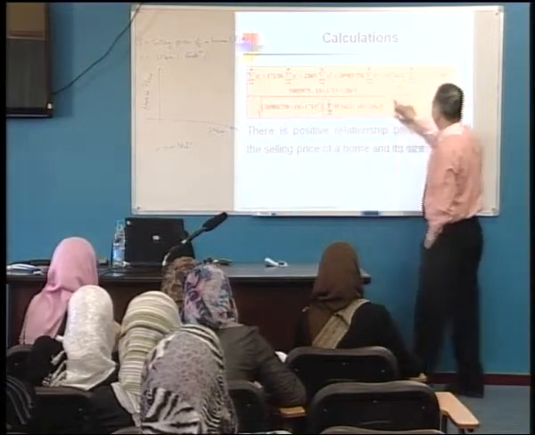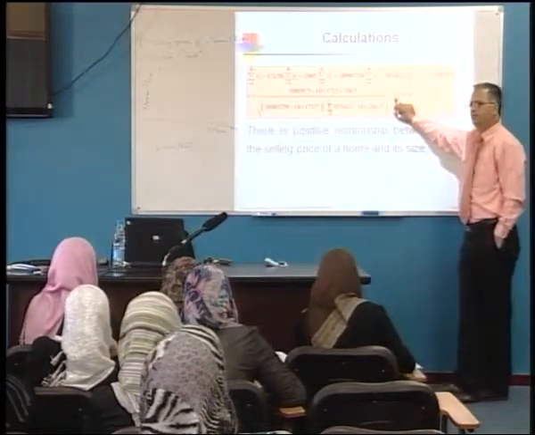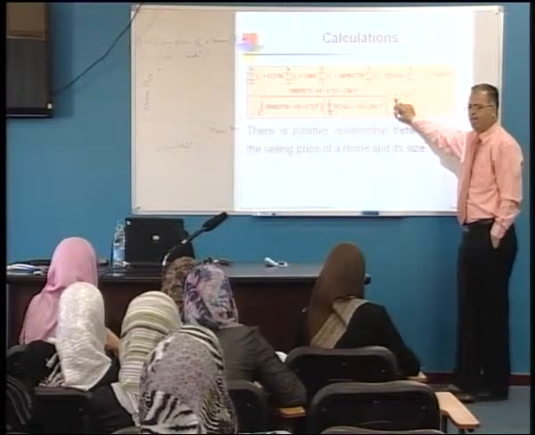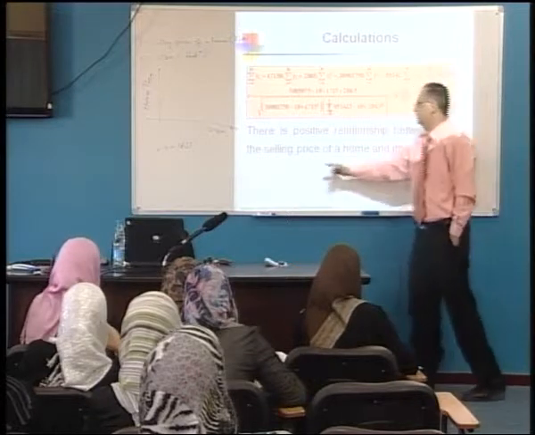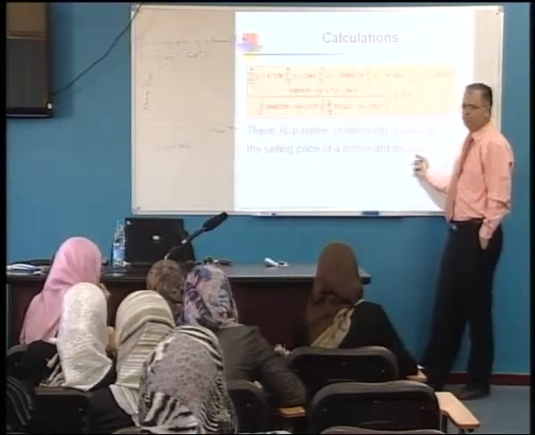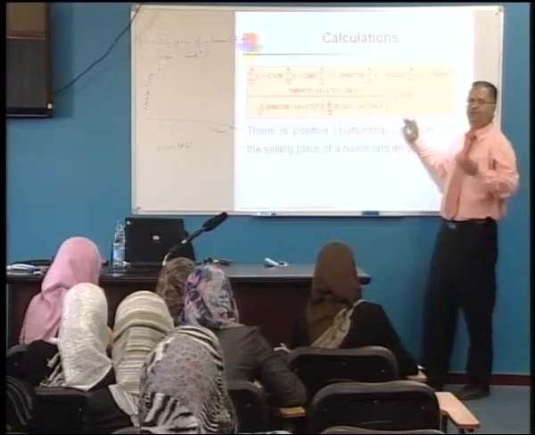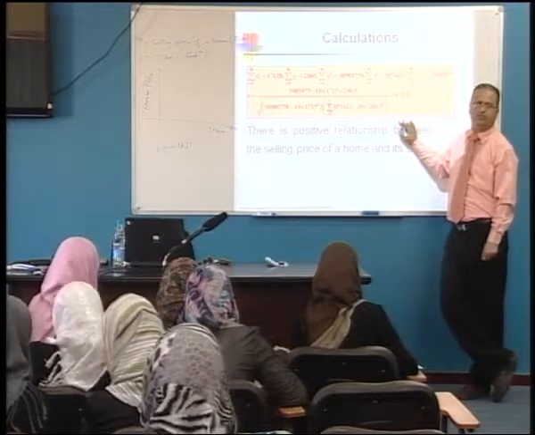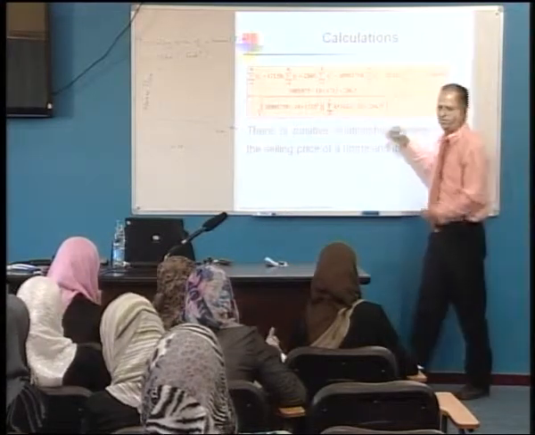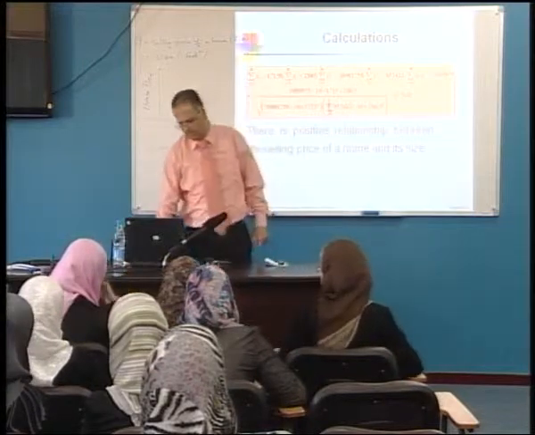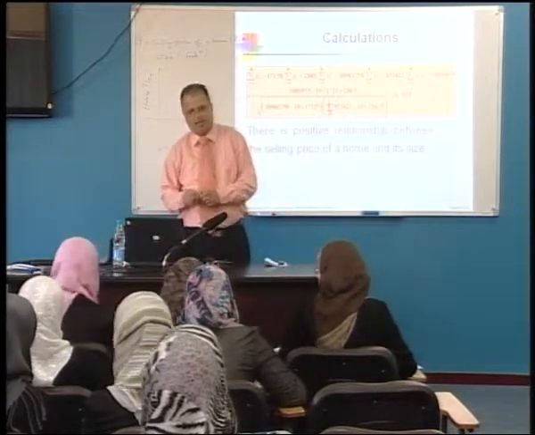So there exists a positive, moderate relationship between the selling price of a home and its size. That means if the size increases, the selling price also increases. So there exists a positive relationship between the two variables. Any question?